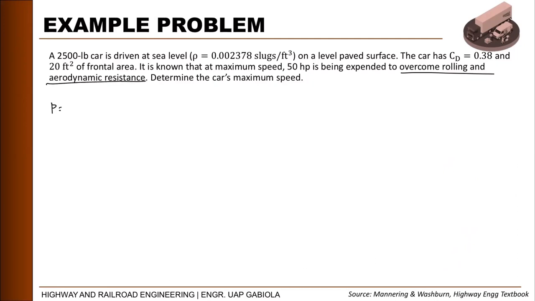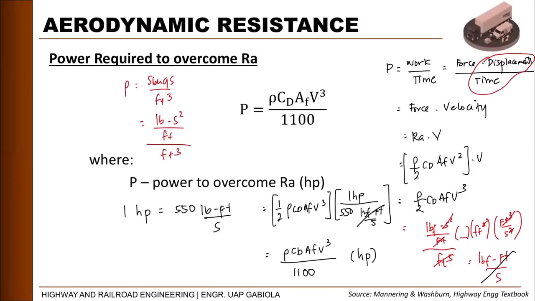So, the capacity and power is equal to the power for the aerodynamic force and the power for the rolling resistance. Okay? So, after that, we solve for V. So, what is the formula for PRA? PRA is from our discussion of power for aerodynamic, that is equivalent to PCDAFB cube over 1,100.